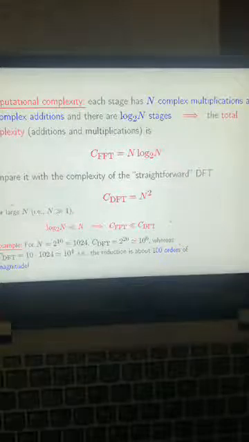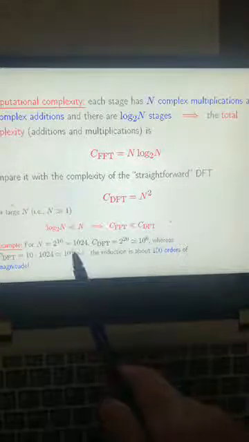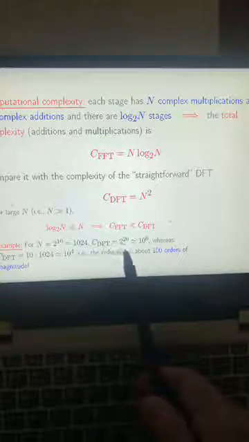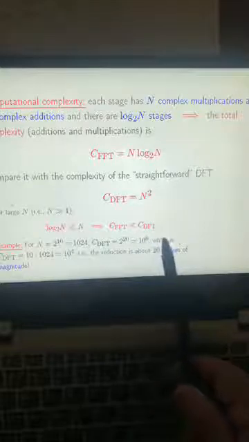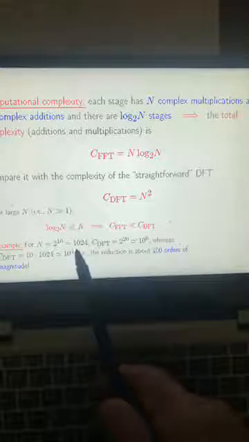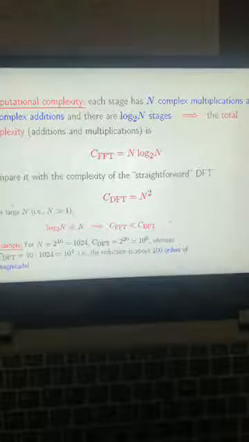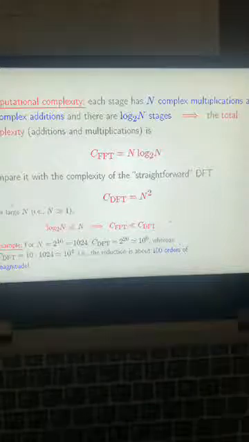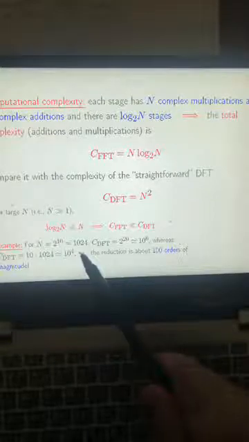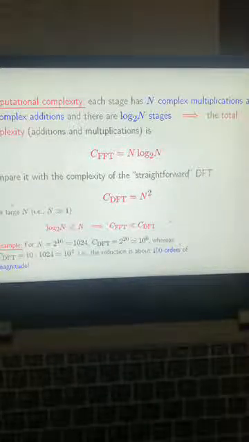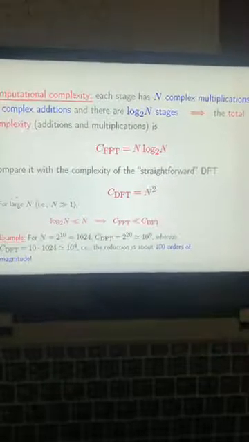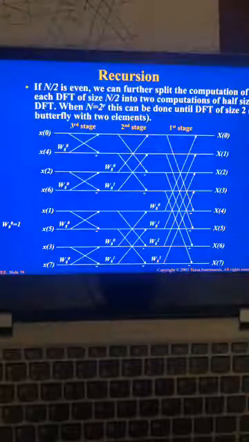And what do you gain? If you have a 1k point DFT, it would require you to do 2 raised to the power 20, which is about 10 raised to the power 6 multiplications. Whereas if you use FFT, you only need about 10 raised to the power 4 multiplications, meaning 100 times fewer. Instead of computing one DFT, you can compute it 100 times. So you can just imagine, and if it is a bigger size, the gain is more, because you have exponentially reduced the complexity. So it is an amazing algorithm, and the amount of savings is just amazing.